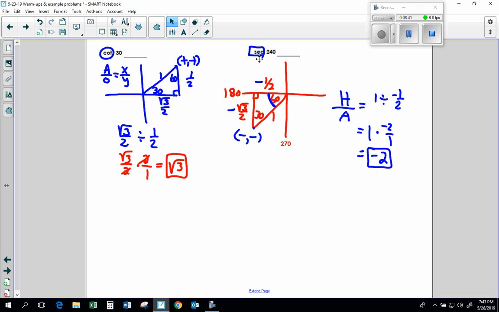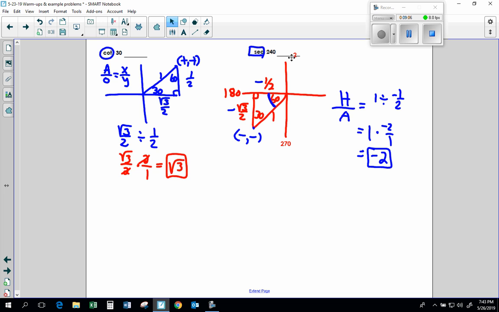And now we just do this trig function. Secant. Secant is hypotenuse over adjacent, the reciprocal of cosine. And remember, the hypotenuse is always 1. So 1 divided by the adjacent, negative 1/2. And division is multiplication by the reciprocal. Multiply straight across and you get negative 2. It's already simplified. So the answer is negative 2.